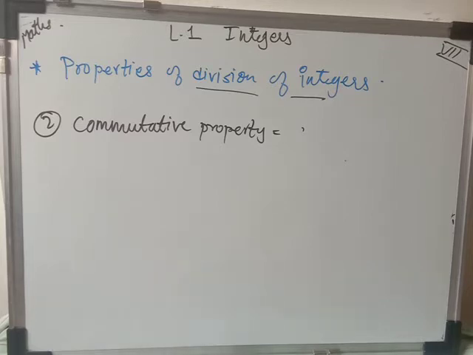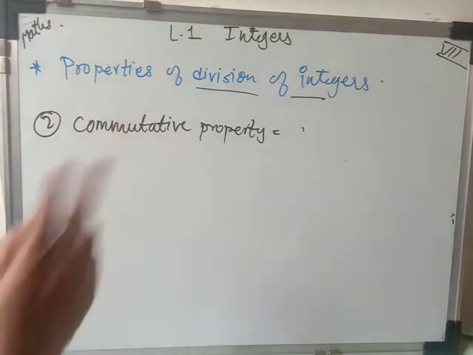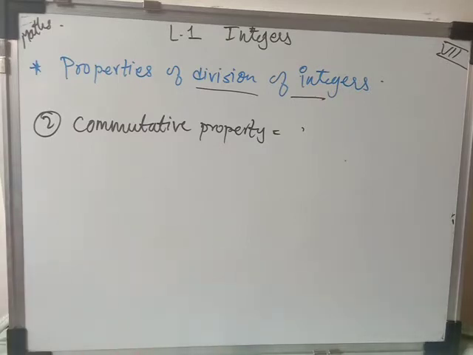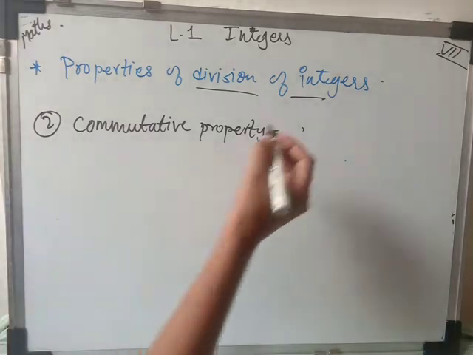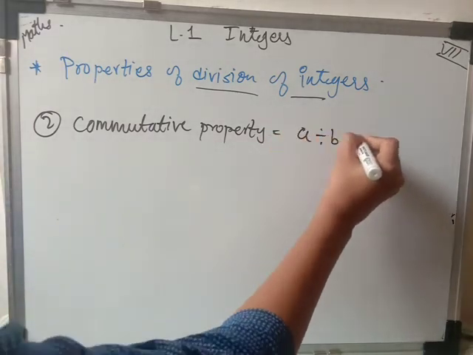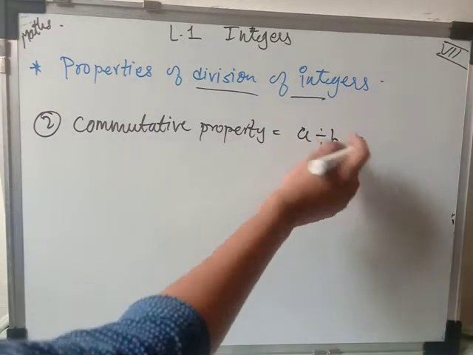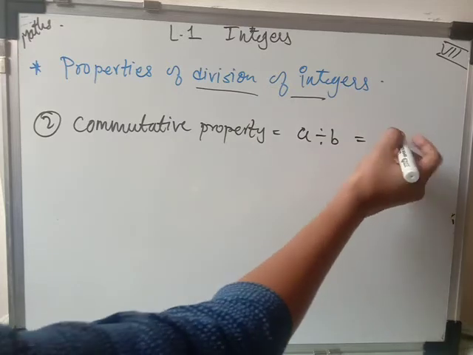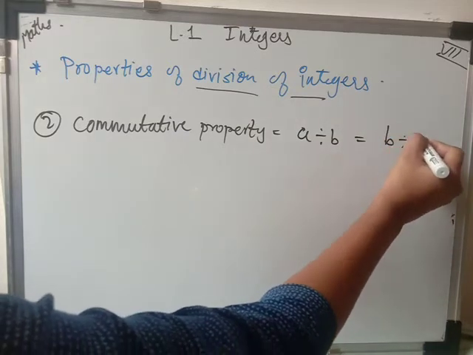So our second property is the commutative property. What does commutative property mean? When we are adding and multiplying two integers, the value remains the same in any order. What about dividing two integers in any order? Let's see. Here, a divided by b, is it equal to b divided by a? We have to decide.